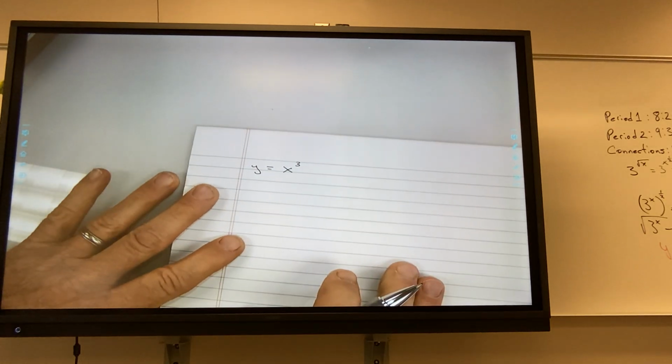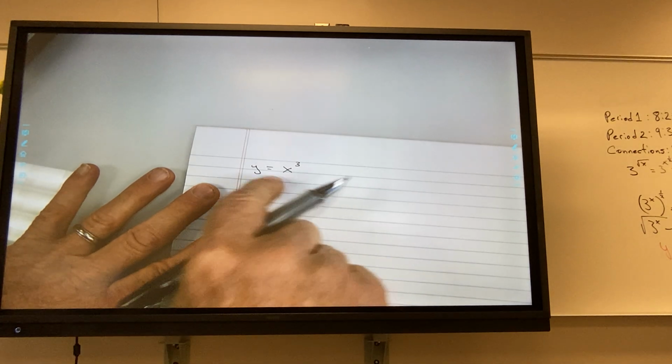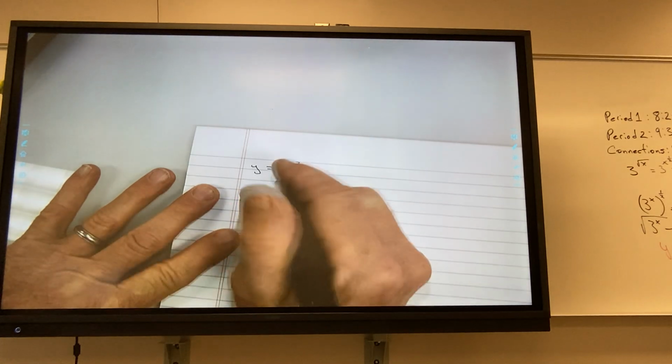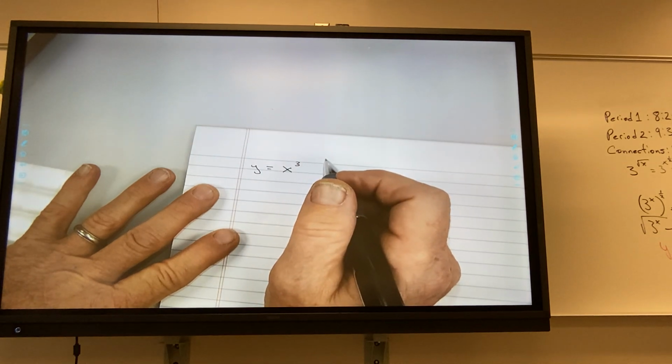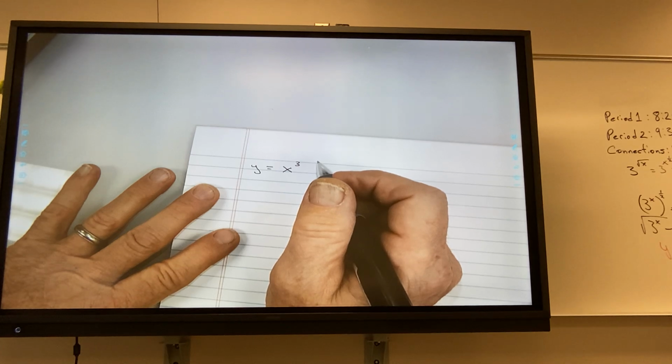The cubic. Grace, can you give me a point that's on this curve? 2, 8. Not my favorite, but 8's okay. Did you know 8 is really 2 cubed? You ever been told that? People don't believe me.